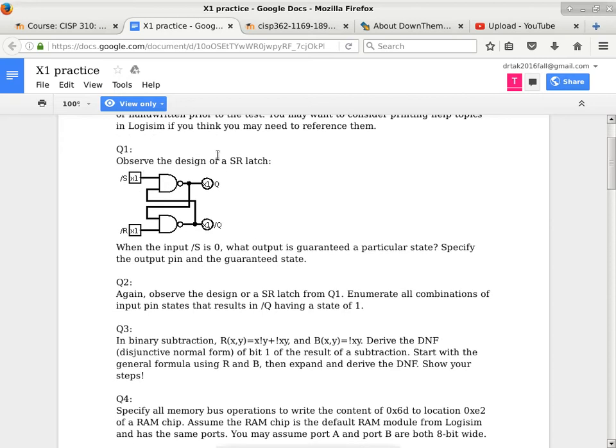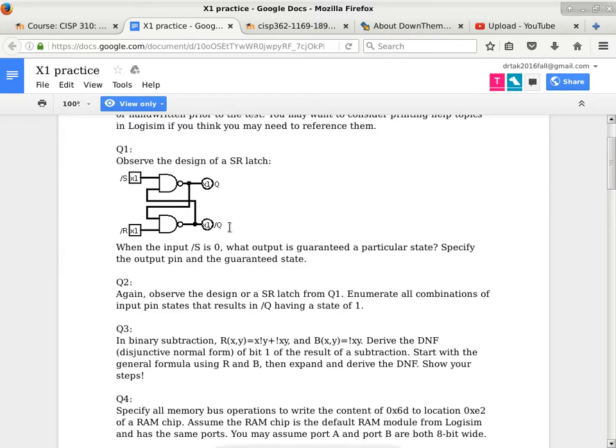Question number one: observe the design of an SR latch. We talked about this a few weeks ago. When the input /S is zero, what output is guaranteed to be in a particular state? Specify the output pin and the guaranteed state. We are talking about this pin here being zero, and that goes into a NAND gate. Since we have a zero in a NAND gate, that guarantees the output to be a one. So Q is guaranteed to be a one, regardless of what the other state is.